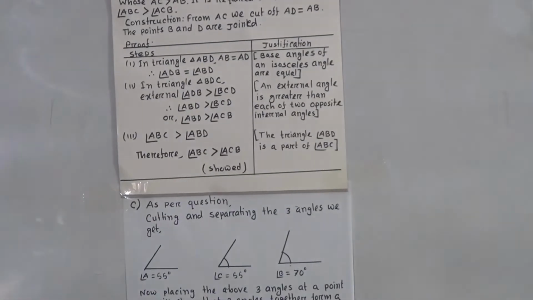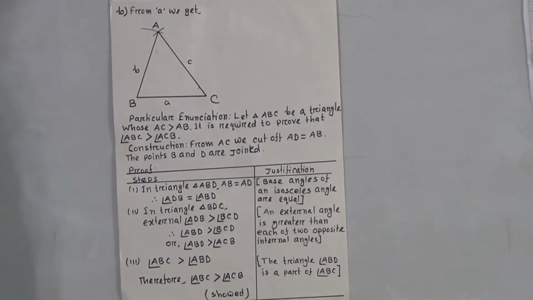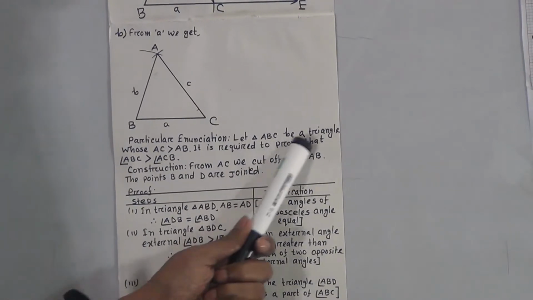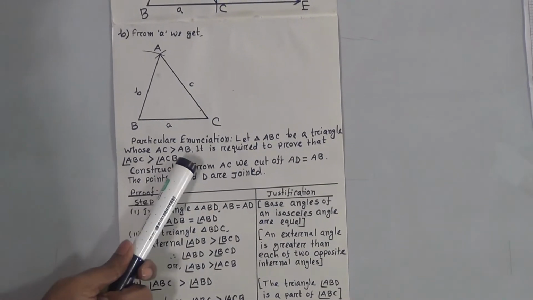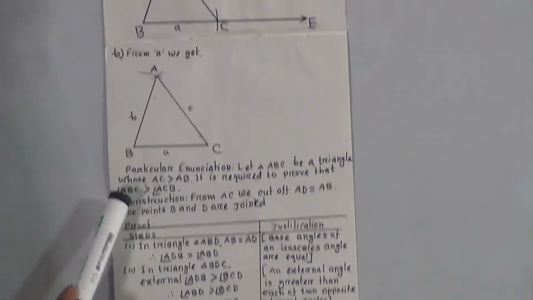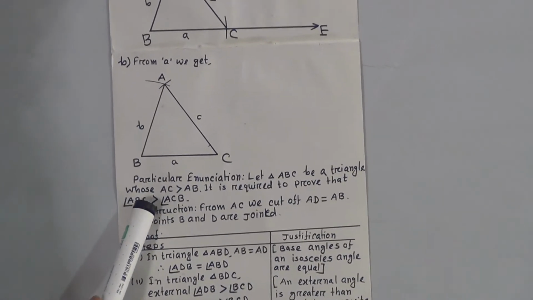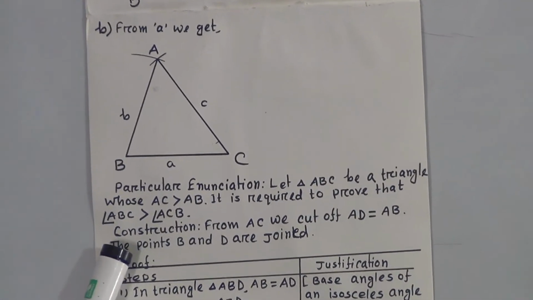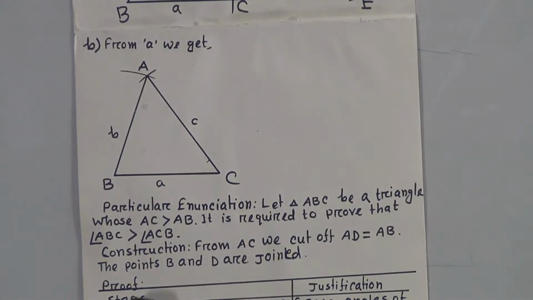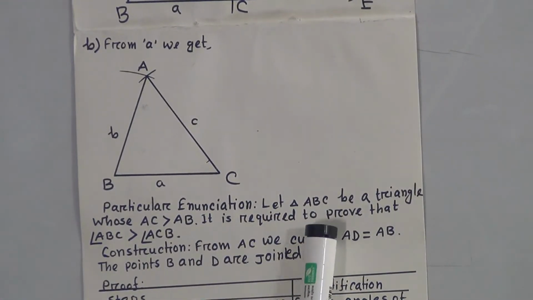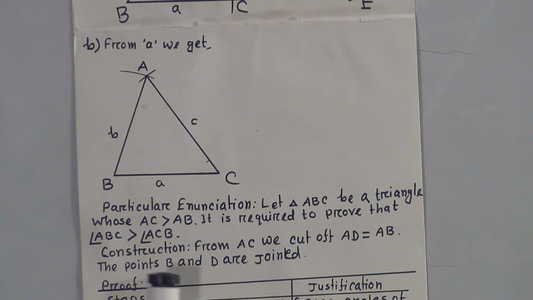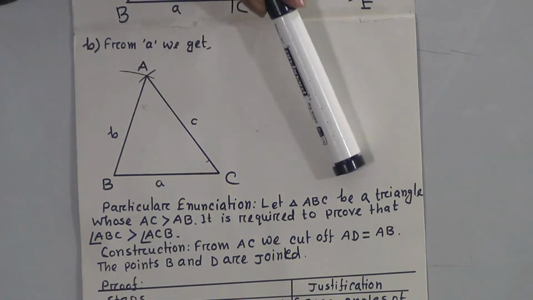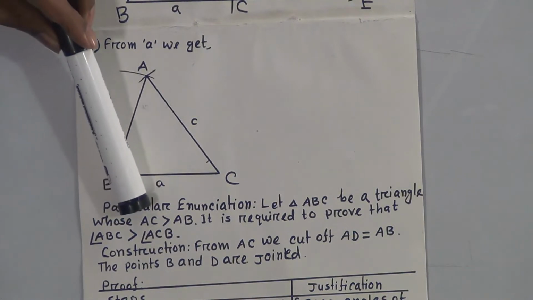Now look, particular enunciation, you see, let ABC be a triangle where AC is greater than AB, it is required to prove that angle ABC is greater than angle ACB. Okay, what I told you. Look, particular enunciation, let ABC be a triangle whose AC is greater than AB, it is required to prove that ABC is greater than ACB.